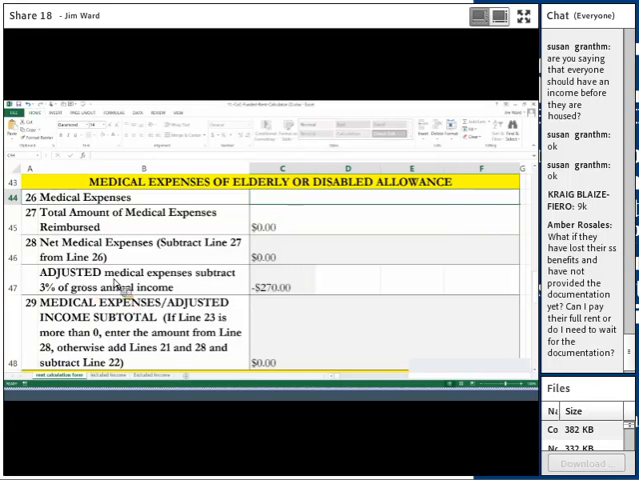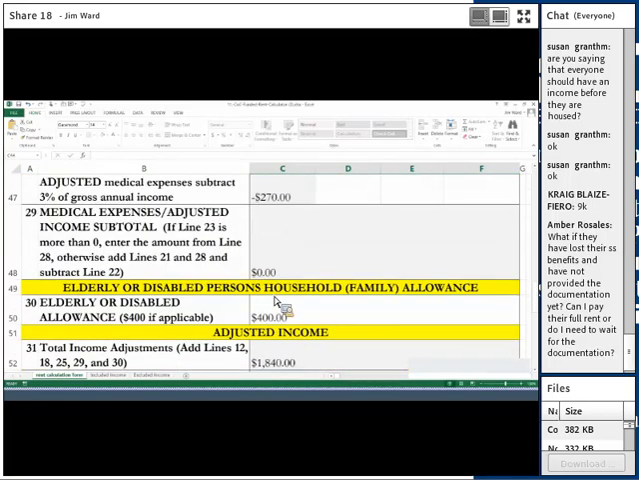So the thing to consider with that, right, is that in order for any of these expenses to have any impact on their rent calculation, they need to be more than 3% of the gross annual income. So in this situation, my gross annual income is $9,000. Any medical expenses or any of these other expenses would have to exceed $270.